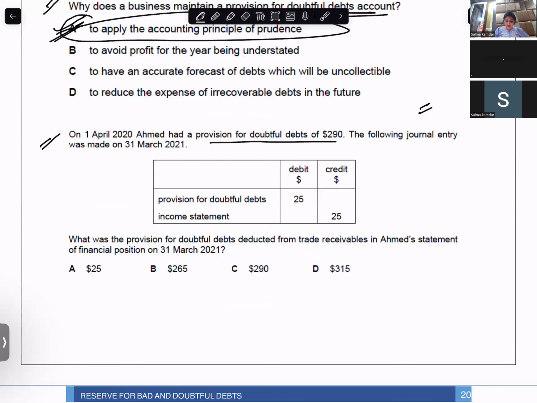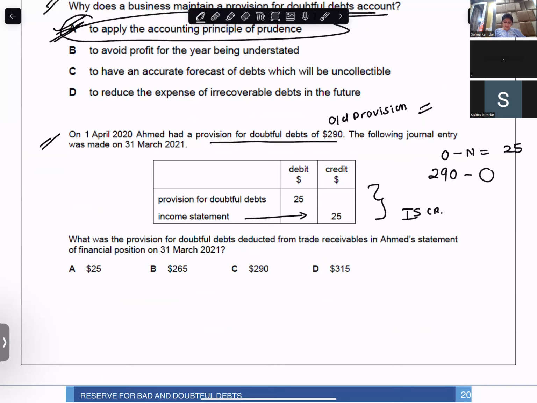You have a provision for doubtful debts of 290. Okay, so this is the old provision. During the year you pass this journal entry. Income statement is credit. So it's a reduction, old minus new is a positive 25. Old is how much? 290. Can you give the new provision? That is what they are asking.